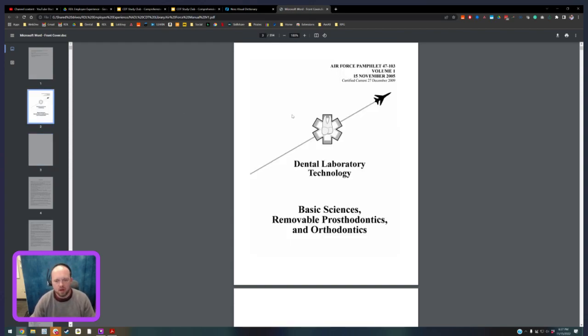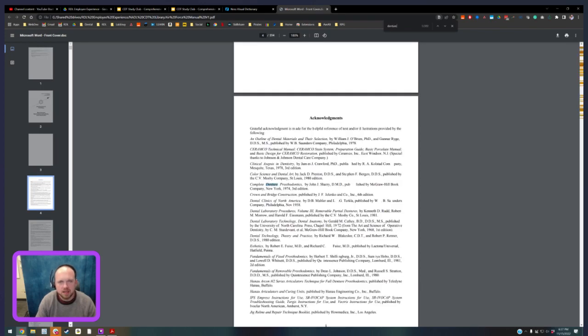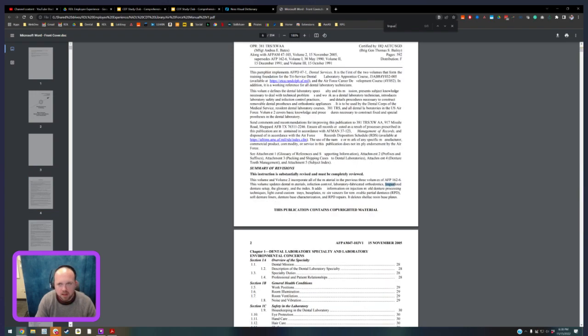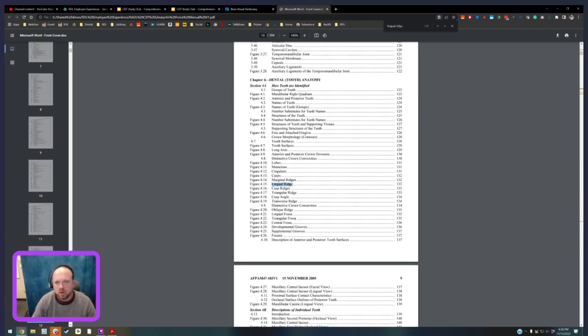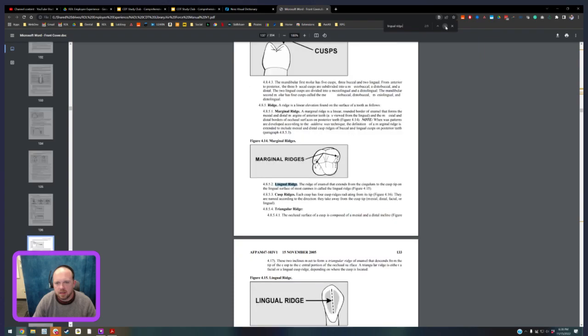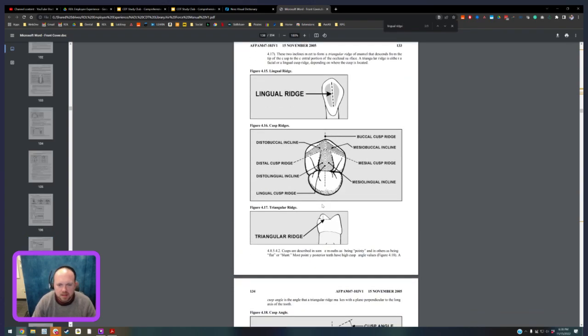But the big part with this is the search function works. If we hit Control F, which works as search in most programs, you'll now be able to search this. So we could say denture, and it's going to recognize that there are 1,557 issues of that, and dentures, there's 239. Or if we were looking for something more specific, like lingual ridge, we would be able to see it. All right, there's our marginal ridges. So here we are. So now we found our place.